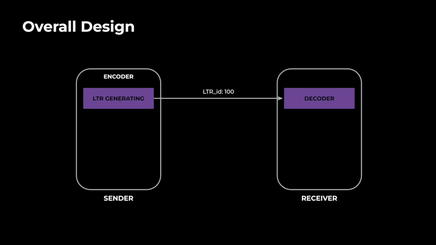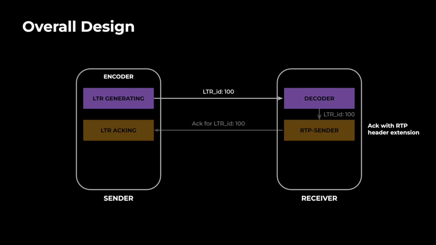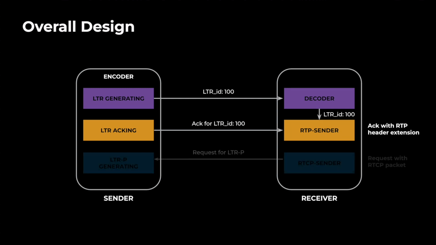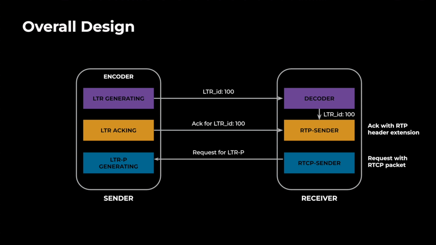After the receiver gets the LTR, it needs to send an acknowledgement to tell the sender which LTR it has received. We choose to use an RTP header extension for acknowledgement, which means each acknowledgement will be sent out in the outgoing video packets. And when a video freeze happens, the receiver can send an RTCP message to the sender, asking the sender to generate an LTRP. The sender will start encoding a P frame using the latest long-term reference frame the receiver has acknowledged. So after the receiver gets this LTRP, it can continue decoding.